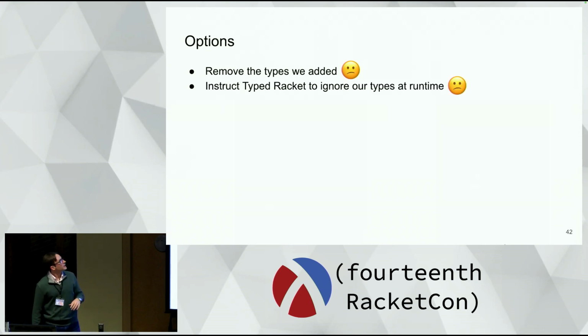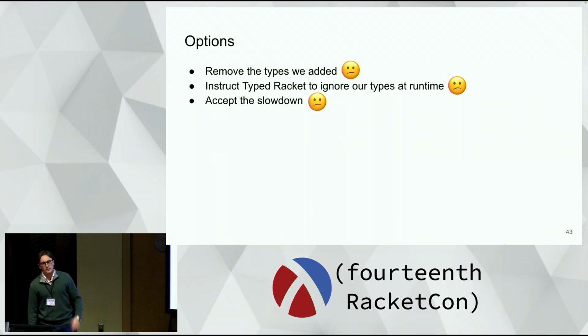Maybe we should tell Typed Racket to ignore our types at runtime. The static type information will help the compiler a little bit. Maybe we can do some intramodule optimizations, but we're going to lose a lot of the type soundness properties. It's going to make debugging more difficult. This is also not a good solution. Third option, we can accept the slowdown.